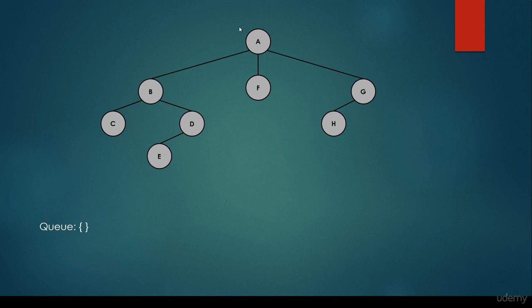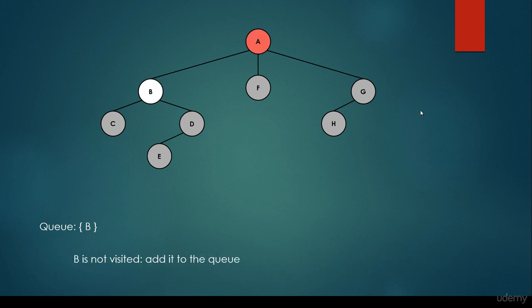So for example, for depth first search, we are going to visit the C or the E before we visit G and H. It's quite counterintuitive because G is nearer to the root node than the E or the C, but this is how depth first search works.